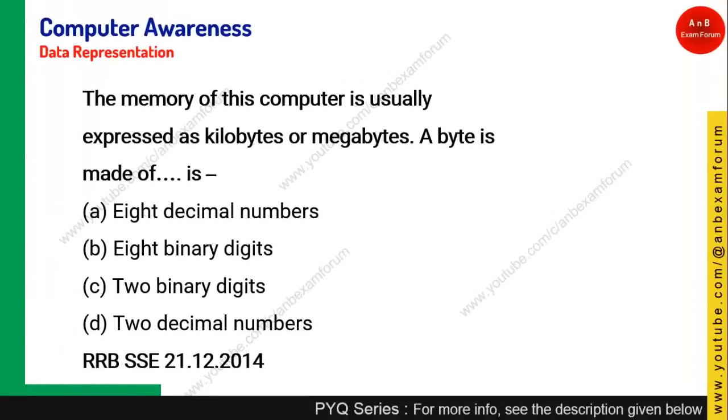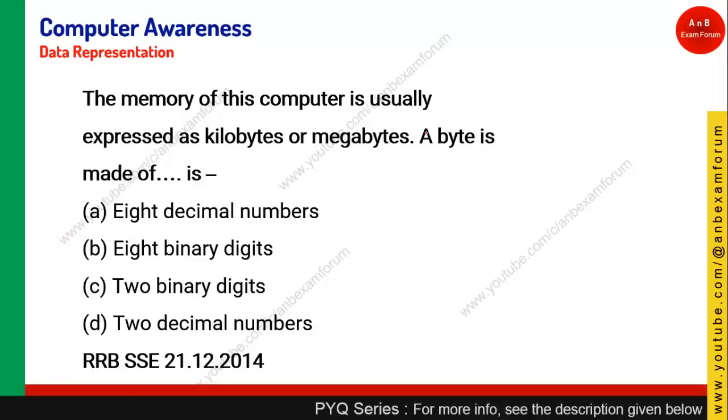The memory of this computer is usually expressed in kilobytes or megabytes. A byte is made up of what? A very simple one. A bit represents 0 and 1. And a byte is the collection of what? 8 binary digits.